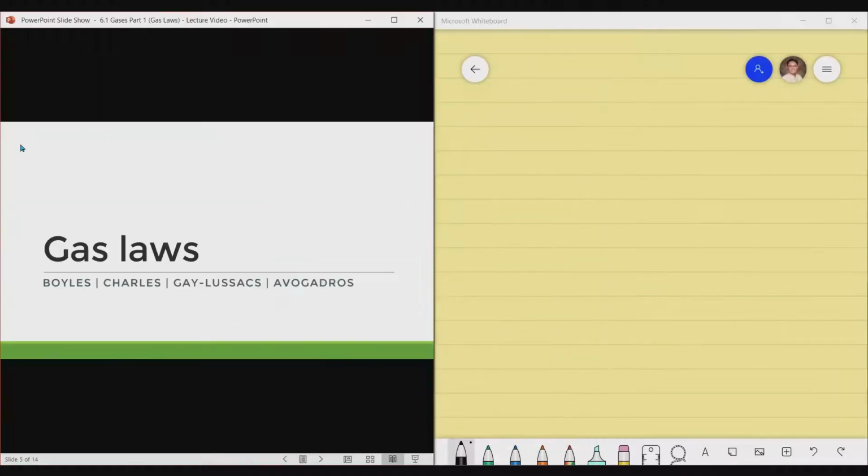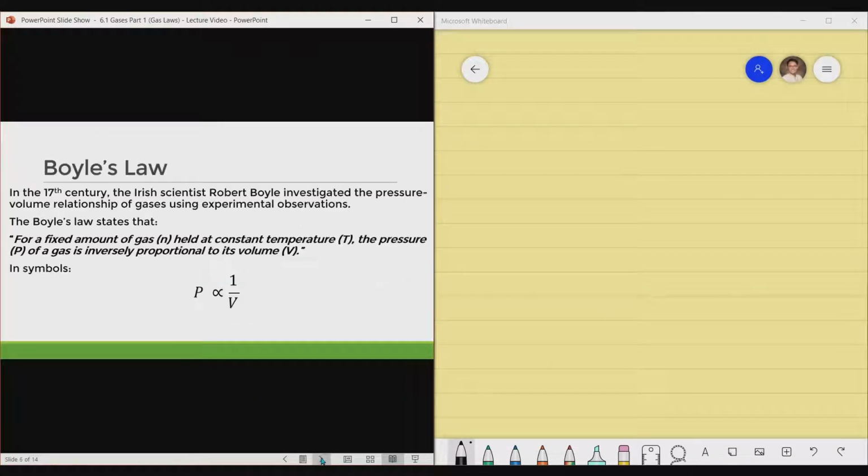Let's start with the gas laws proper. Boyle's law. In the 17th century, the Irish scientist Robert Boyle investigated the pressure-volume relationship of gases using experimental observations. As the name of the law suggests, this was discovered by Robert Boyle.